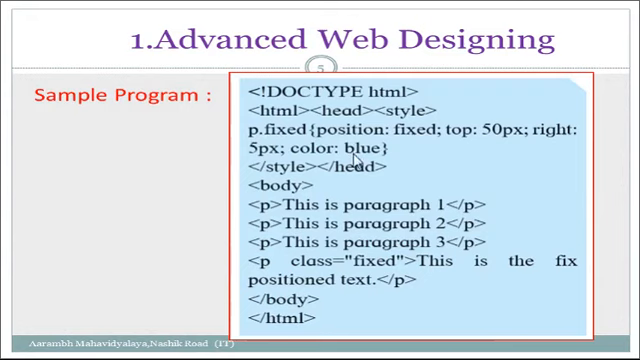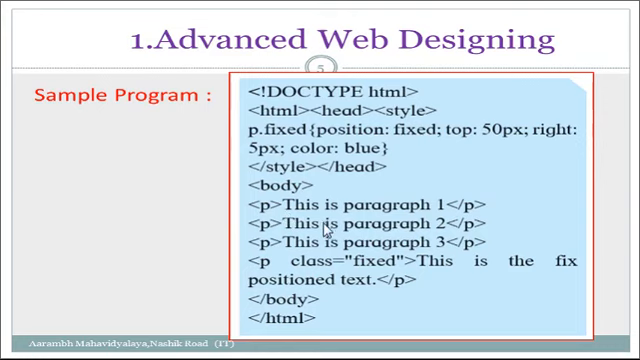Let's see its sample program. Here doc type HTML, HTML head style. Here p.fixed. In last lecture we have studied this type of class. It is specified class. Here p.fixed, that means this class is implemented only for the p tag or p selector. Having the position as fixed. Fixed means unmovable. At the top 50 pixel, right at 5 pixel and having the color blue. Then end of style and end of head.